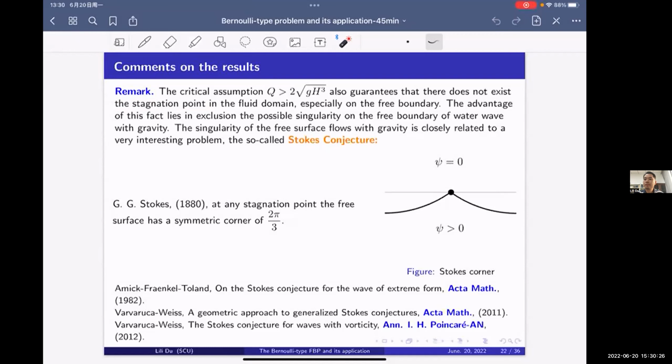In 1880, G. Stokes conjectured that at any stagnation point, the free surface of a rotational water wave has a symmetric corner of 2π/3. The rigorous proof of the Stokes conjecture by a geometric approach has been shown in the following famous paper. So the key assumption on the total mass flux helps us to exclude the possible stagnation point.